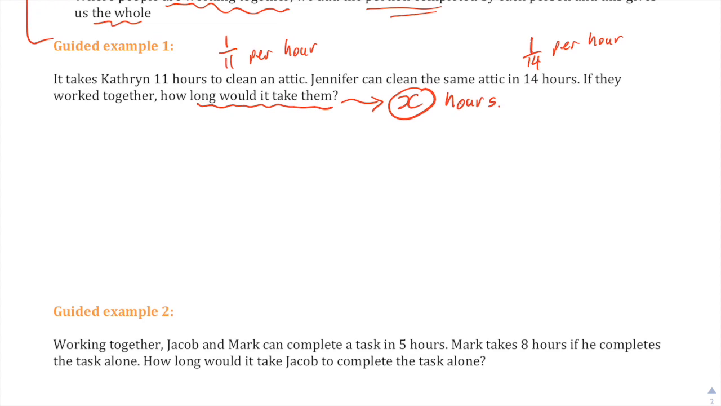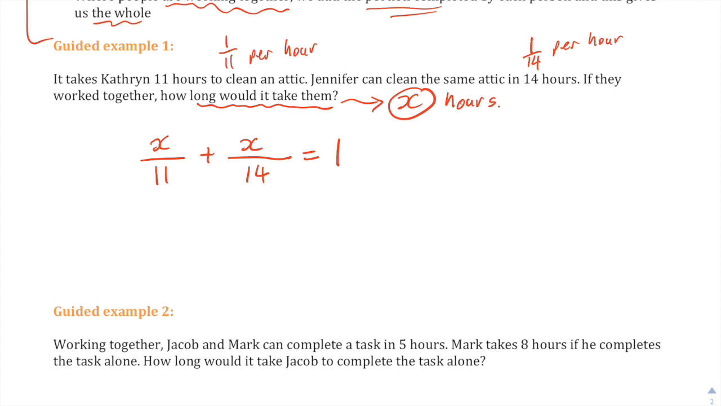And so Catherine will complete x/11ths of the job. So, for instance, if she had worked for 5 hours, she'd complete 5/11ths of the job. In this case, we have now got Jennifer. Jennifer is working for the same amount of time, that's why I'm reusing x, and she is completing x/14ths of the job, and together those sum to 1 because they are completing one job. They are cleaning the attic.